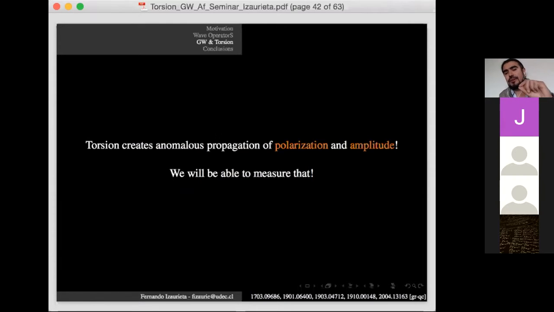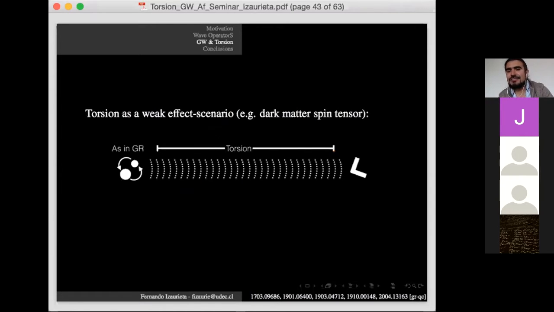A careful measurement of both effects, polarization and amplitude, may give some hint of how a background torsion could be. And that is interesting. Let us consider, for instance, torsion as a very weak effect scenario. In some kind of merger, the gravitational waves are produced as in general relativity, but dark matter has some non-vanishing spin tensor and it induces some background torsion along the propagation of the wave.